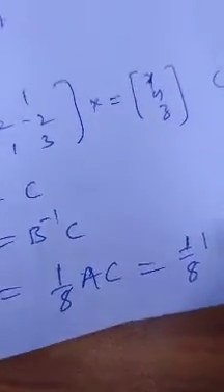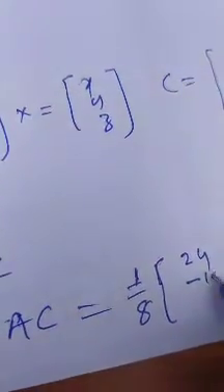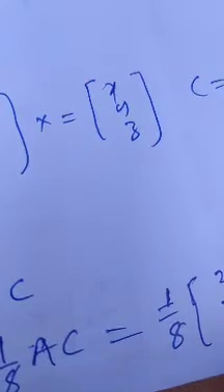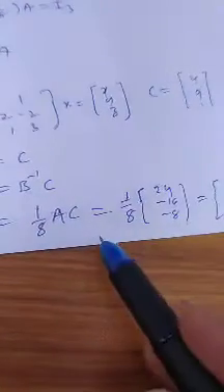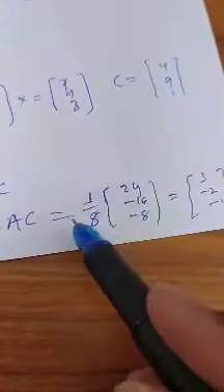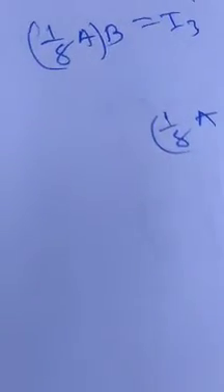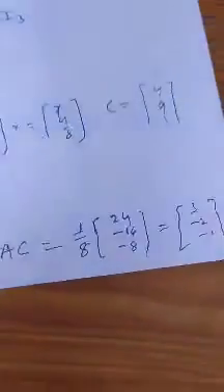So by multiplying A into C, you will get 24, minus 16, minus 8. By dividing it by 8, you will get 3, minus 2, minus 1. Here multiply A and C, you will get a column matrix. Then divide by 8, you will get these values. So therefore x value is 3, y value is minus 2, z value is minus 1. Okay, these are the variables.